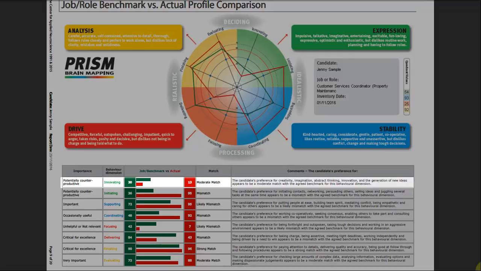Innovating. A preference for creativity, imagination, abstract thinking, innovation, and the generation of new ideas. For this dimension, the benchmark requires a preference of 30. In other words, this behaviour is not required for the role. The candidate's underlying map indicates a score of 13, indicating that this is a weak or avoided behaviour. Statistically, this dimension is a moderate match for the role. However, as the job does not require this behaviour and the candidate has a very weak preference, this dimension would not cause any concern.